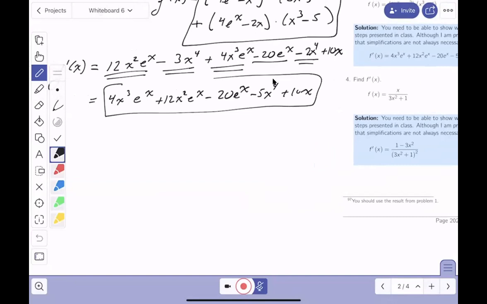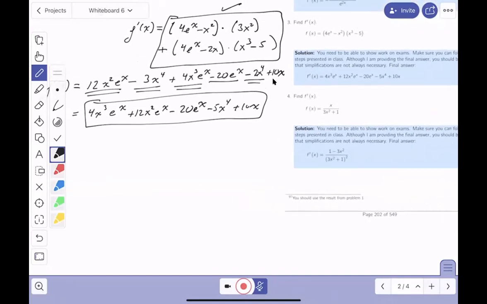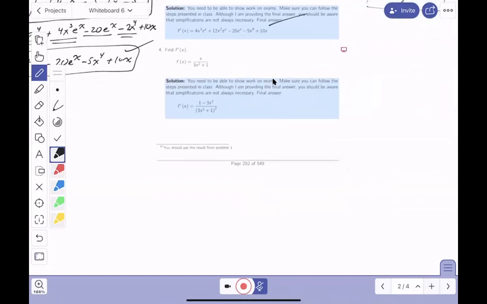And again, my encouragement to you is please look at the key. And when I'm looking at the key, I'm seeing 4x cubed e to the x plus 12x squared e to the x minus 20e to the x minus 5x to the fourth. Yeah, we did all right. All right. So let's do number 4 now.